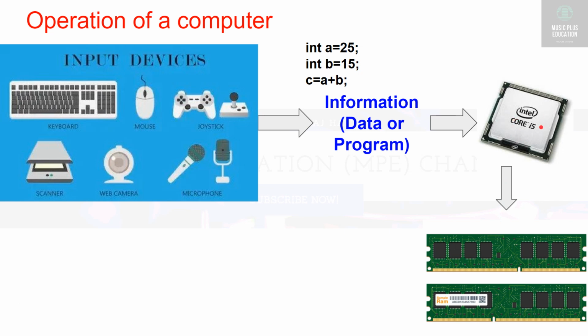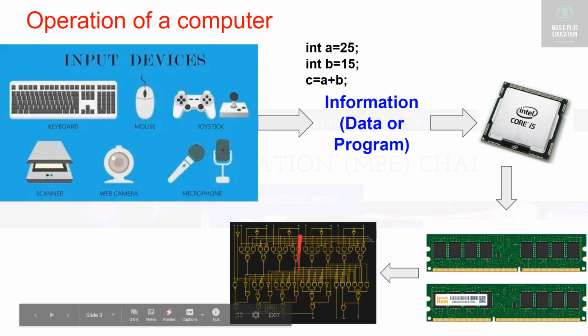Now all three instructions as well as the data are present in the cache memory. Now the processor will start executing the operation. How will it execute the operation? With the help of the arithmetic and logic unit. By using this arithmetic and logic unit, it performs the addition operation.